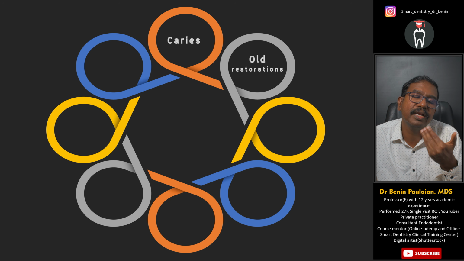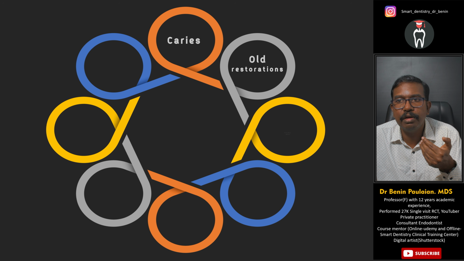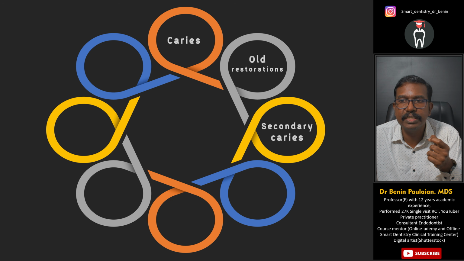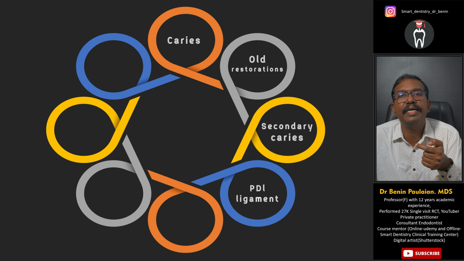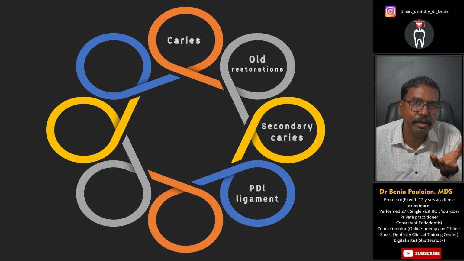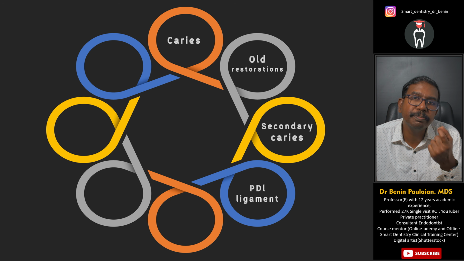We can look for the secondary caries, or we can look for the old restoration, the integrity of the old restorations, and if there are some secondary caries underneath, then we can see whether there is any periodontal ligament changes or widening or discontinuity, or in case of ankylosis, this PDL space may be missing.